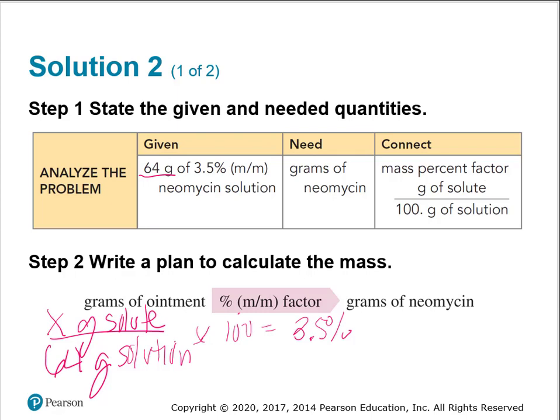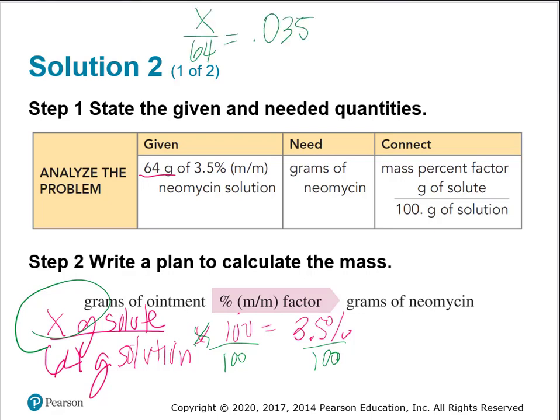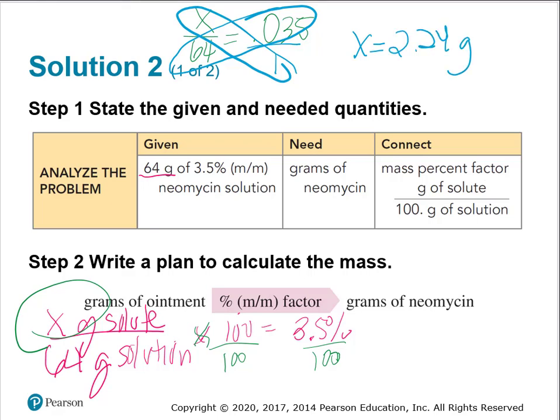Now let's work backwards to find x. If I'm multiplying this by 100, that means I need to divide both sides by 100. So 3.5 divided by 100 would give me 0.035. Now I just need to solve for x. I'm going to cross multiply again. This is the same as 0.035 over 1. So I'm going to multiply these two together and multiply these two together. x times 1 is x, and 64 times 0.035 should give me 2.24 grams of neomycin.